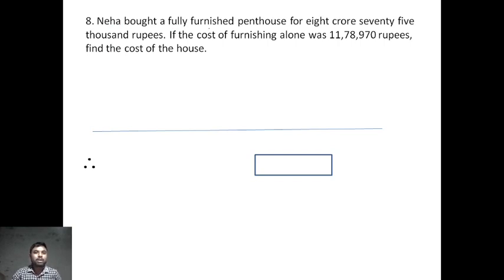Okay, now come to question number 8. Neha bought a fully furnished penthouse for 8 crore 75,000 rupees. If the cost of furnishing alone was this many rupees, find the cost of the house. Okay, so what is given? Neha bought a fully furnished penthouse. Penthouse means a luxury or expensive flat on the top of a building. So the cost of the flat and the cost of furnishing both are given, and the next one is given only for furnishing.